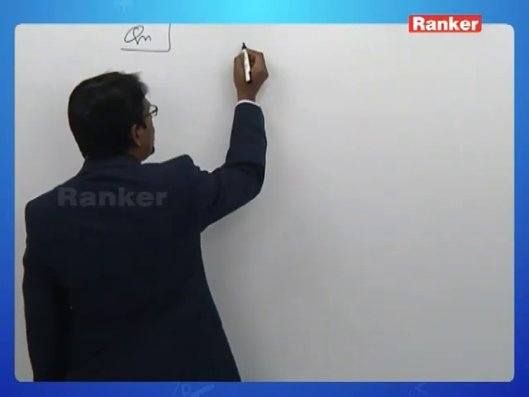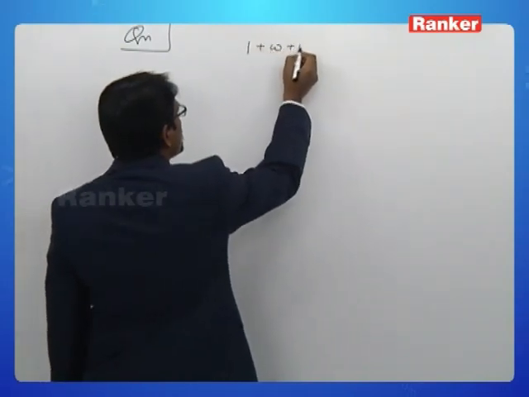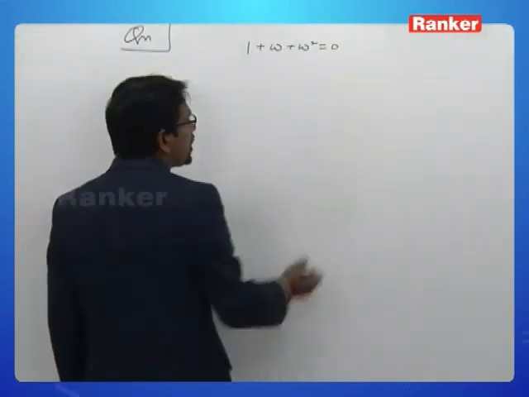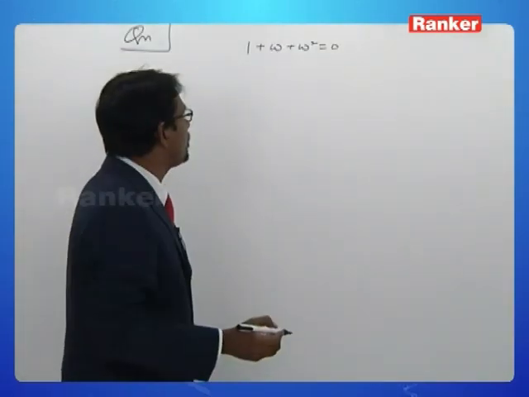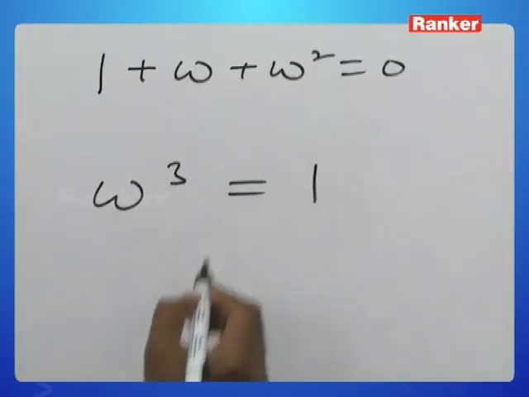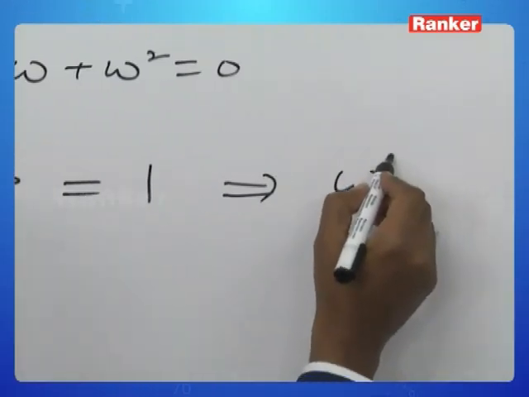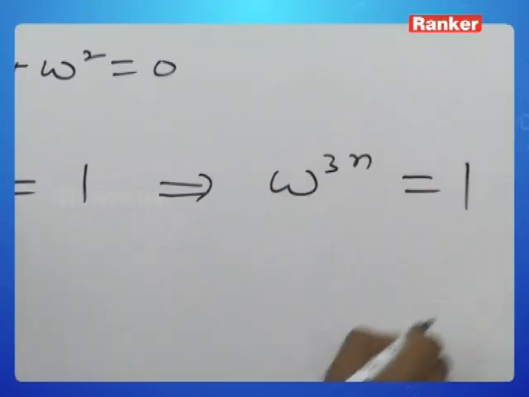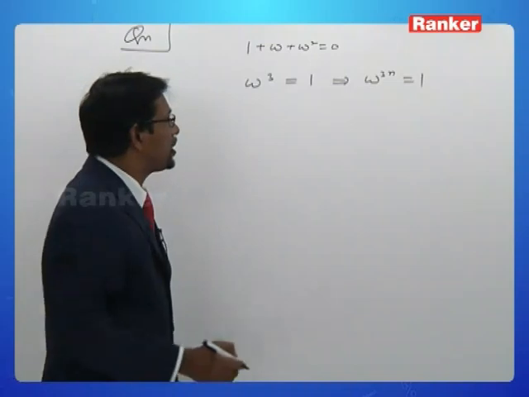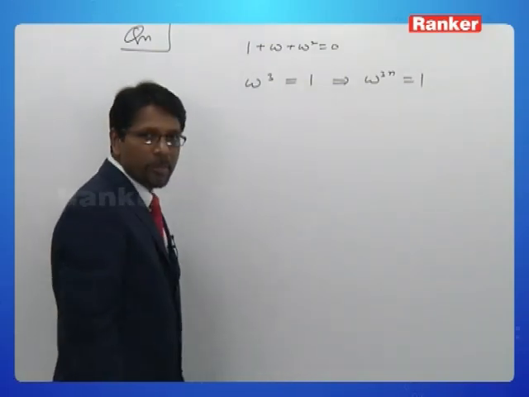Now first of all, 1 plus omega plus omega square is 0. Let's recall some properties of the cube roots of unity. Omega power 3 is 1, which in turn implies omega power 3n also is 1. n is any integer there. You can raise it to any integer and you get 1 there.